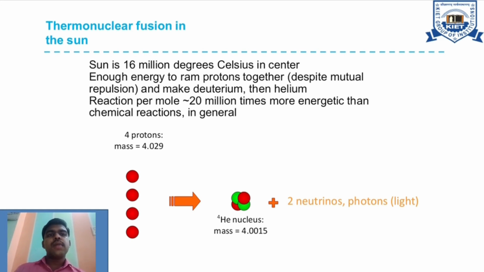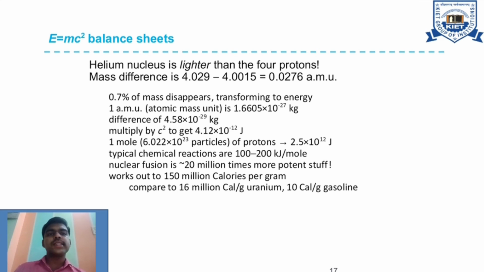Here comes thermonuclear fusion in the sun. The sun is 16 million degrees Celsius in the center, but at the same time we have to gain more energy. So for enough energy to run protons together at the same time, deuterium, helium, all the things are happening in this reaction. 4 protons mass is equal to the helium plus 2 neutrons. So this is the reaction which is happening in thermonuclear fusion in the sun.